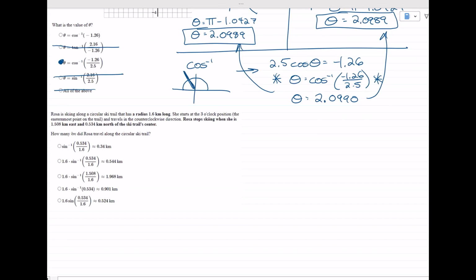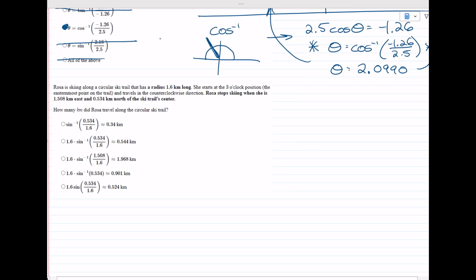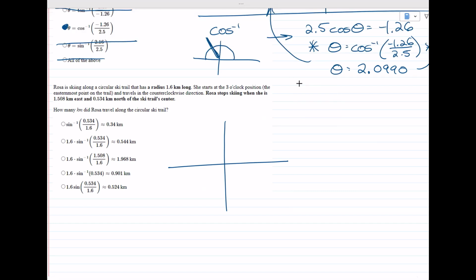Okay, and then we have one more problem here. It says Rosa is skiing along a circular ski trail that has a radius of 1.6. So let's go ahead and set this up with a picture. And we know that the radius is 1.6. Okay, and she starts at the 3 o'clock position and travels in the counterclockwise direction. So she's going in this direction.